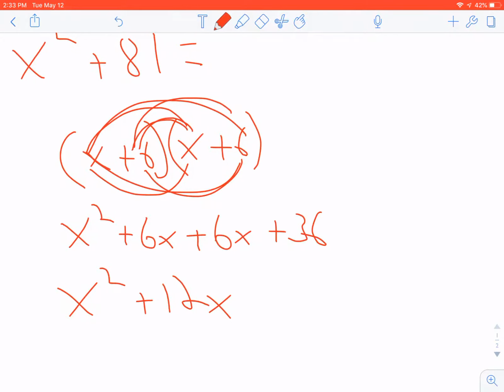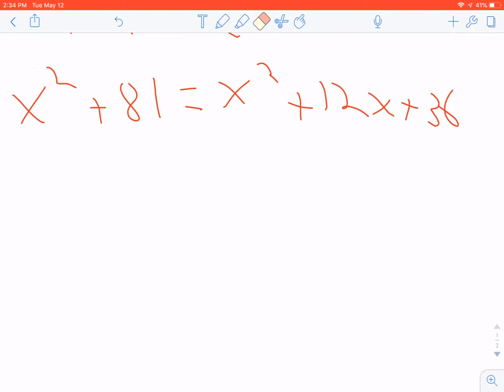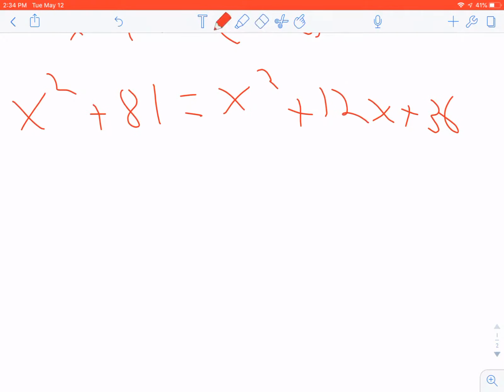All right, let me erase some of this so I have more room. So we have x squared plus 81 is equal to x squared plus 12x plus 36. Now, in this moment, it looks absolutely horrific. It looks a lot like those problems we did back in chapters 6 and 7, where you had to factor and then do all this stuff. If you take a look at it, the first thing you've got to do, I always told you, is get your x squareds on one side.